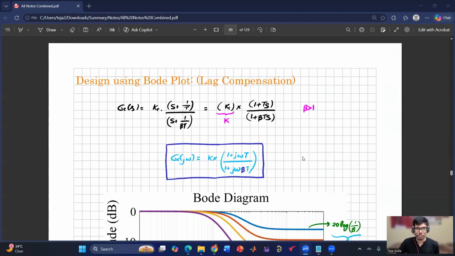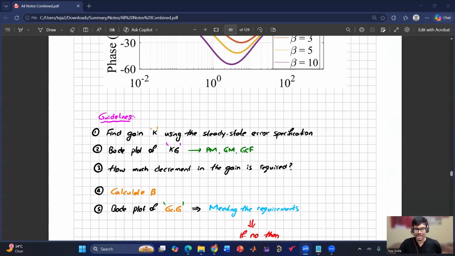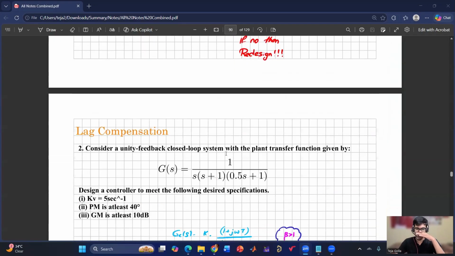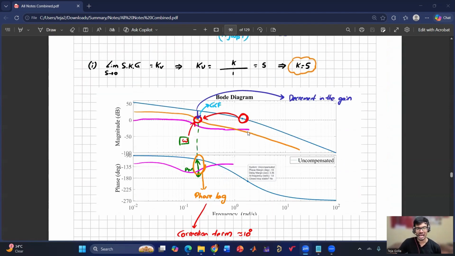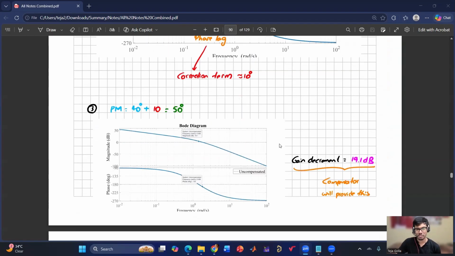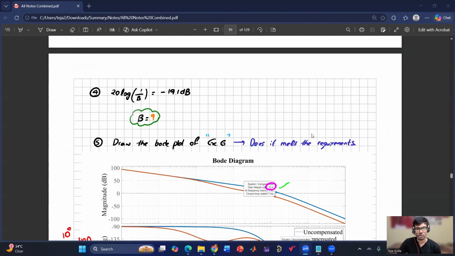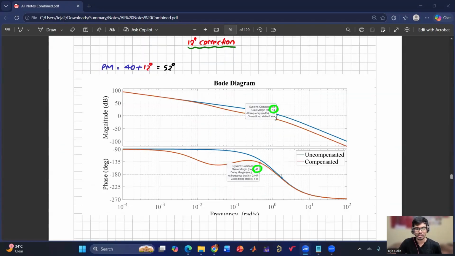Then again, for the lag compensation, we saw what impact it creates, and we have listed the guidelines here. Here I have one question, and we checked whether we need phase lag or phase lead, and we saw it needs phase lag. So how much phase lag is needed, and where it is needed. Here also you need a correction term. We started with a 10% correction term, and we saw it is not meeting. Then we tried a 12% correction term and it is meeting. So again, design is an iterative process.